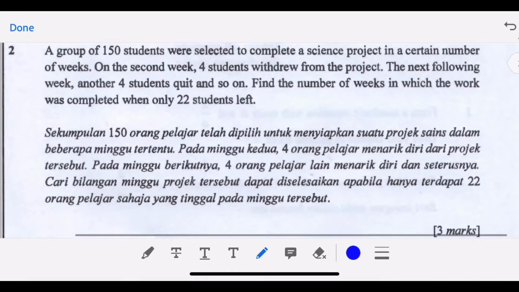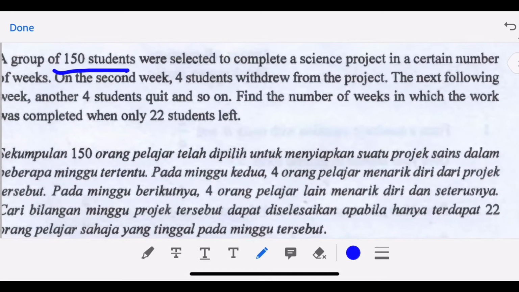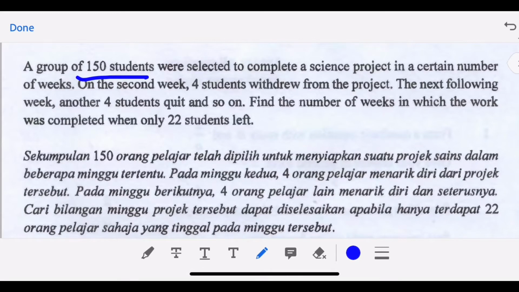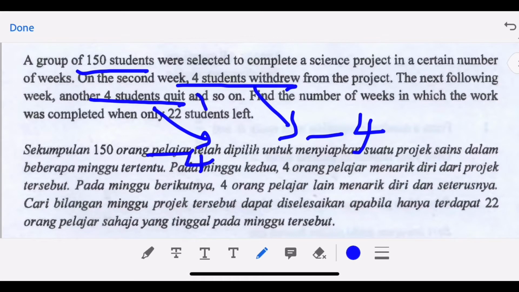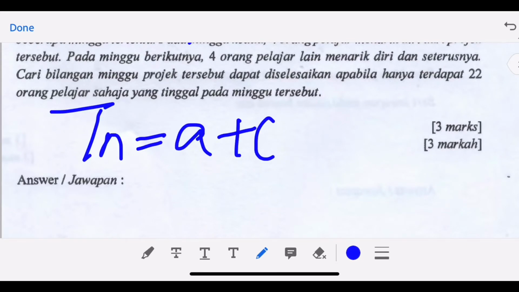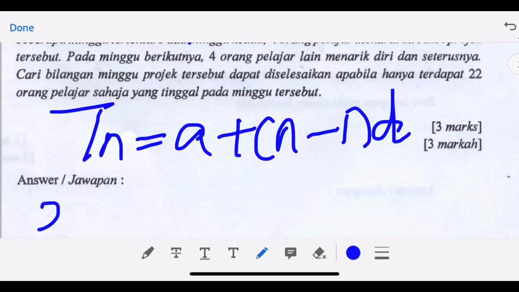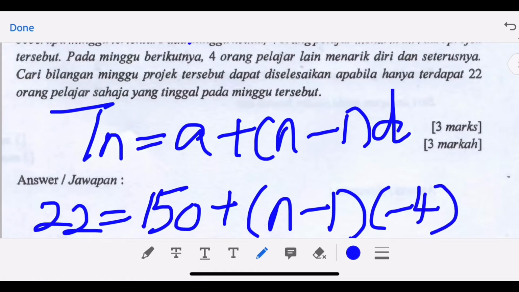So for number 2, you're given a group of 150 students were selected to complete a science project, in a certain number of weeks. If I read the question, it seems like on the second week, 4 students will be deducted, will be less 4 students, and the next will be another 4 less. So my a is 150, my d is negative 4. Alright, so the balance left 22, so that's my Tn.